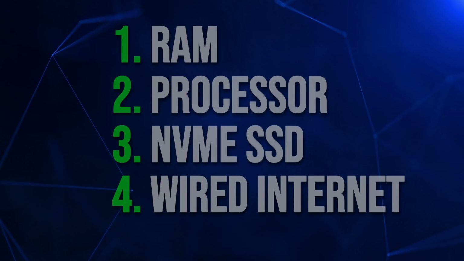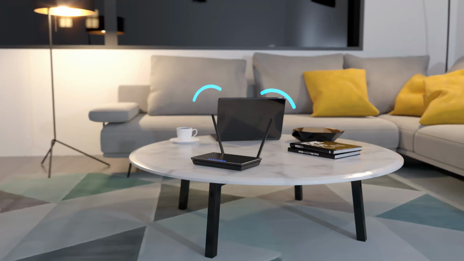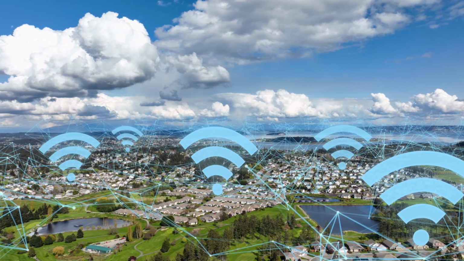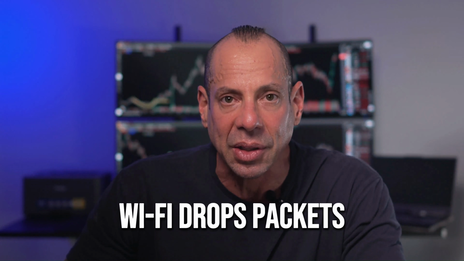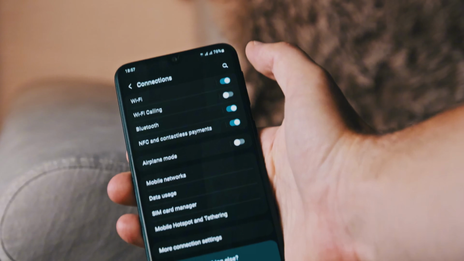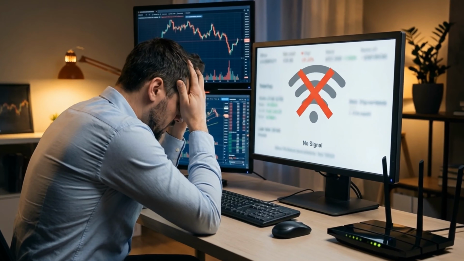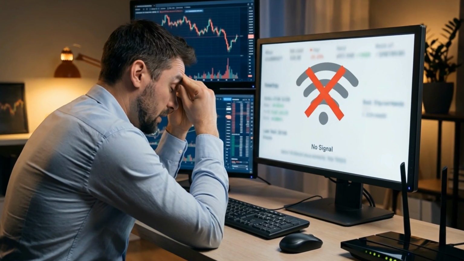All right, fix number 4, and this one is huge. Hardwire your internet. I don't care how good your Wi-Fi is. I don't care if you have the fastest fiber in town. Wi-Fi drops packets. Wi-Fi competes with every phone, tablet, and smart fridge in your house. And when you're trading live and your Wi-Fi burps for half a second, your order might not make it through. Plug a cable from your router to your computer, period. End of discussion.